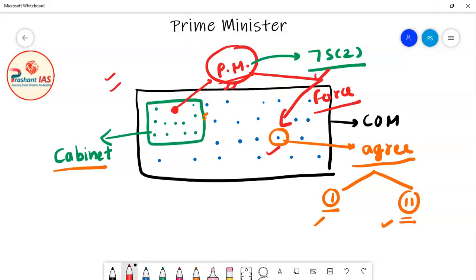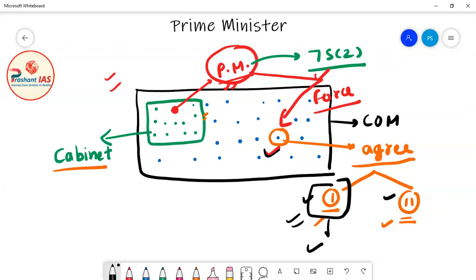Okay, so for example friends, now let's suppose after the Prime Minister has given him two options, if he has agreed, saying "Okay sir, I agree with the decision," then definitely we can say that now all the ministers agree with the decision. So this is the collective decision of the Council of Ministers.